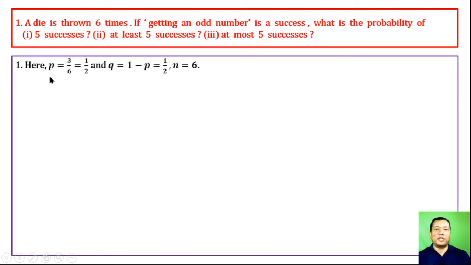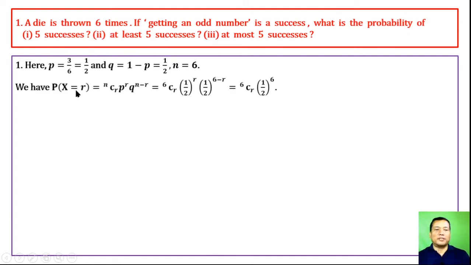Here p, the probability of getting an odd number, is small p, whose value is 3 by 6. There are 6 outcomes, and the odd numbers are 1, 3, 5. Out of 6, the odd numbers are 3, so p is half. Hence q equal to 1 minus p gives half. n is given as 6, as the die is thrown 6 times.